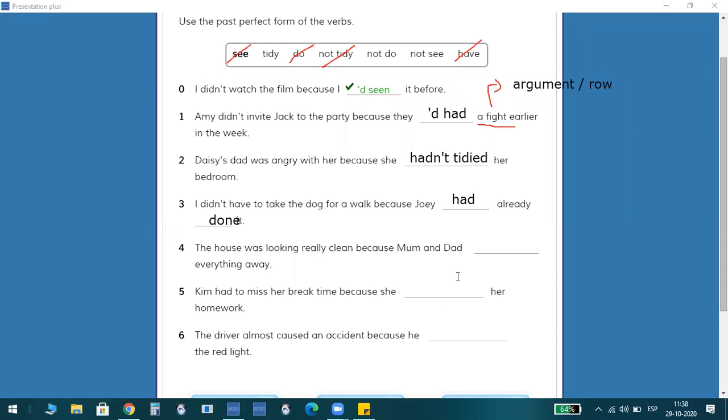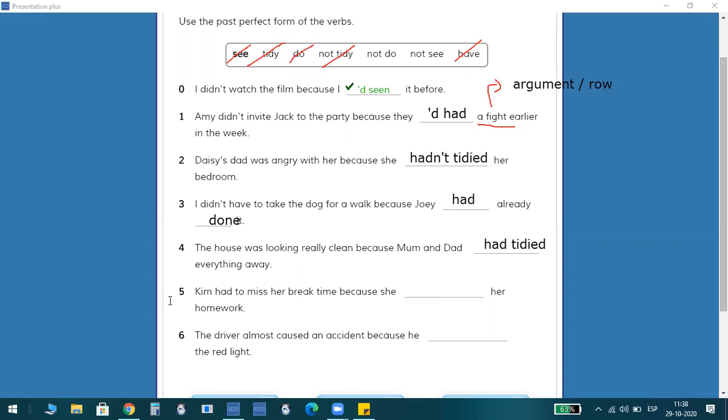Yes. So mom and dad had tidied everything away. That's good. And Kim had to miss her break time because she had her homework.